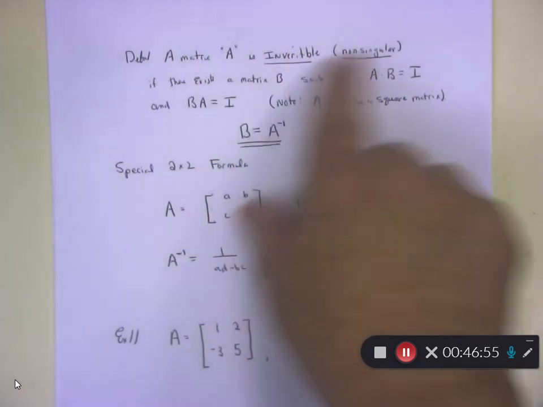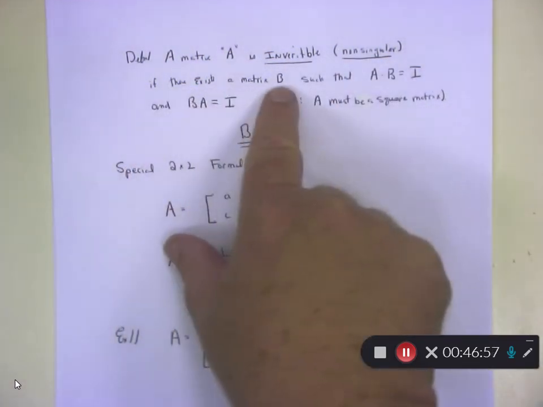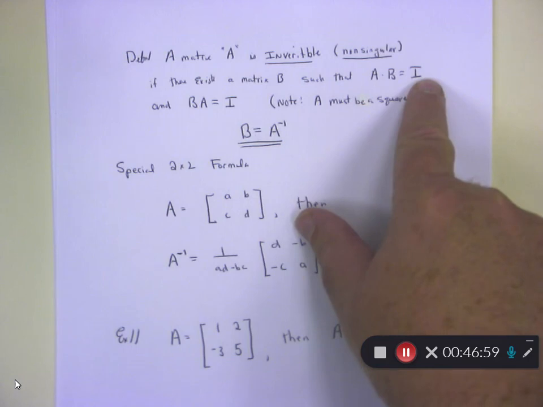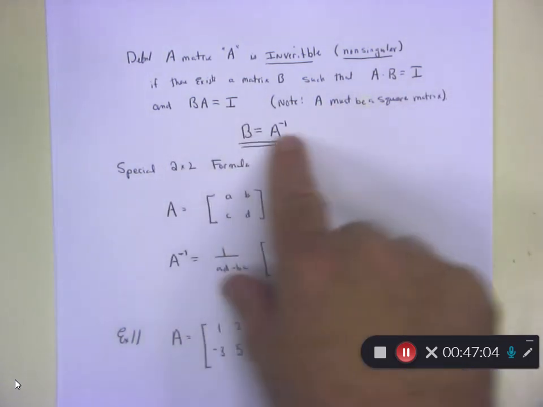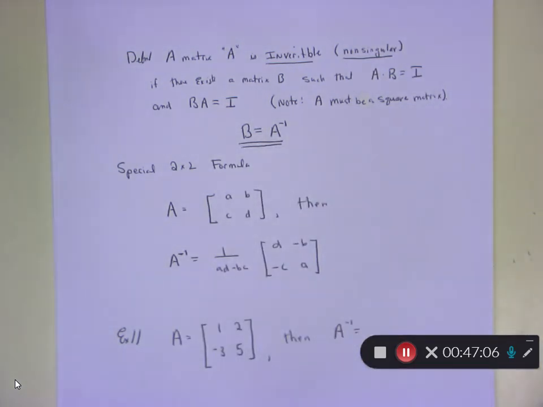So, invertible is non-singular, which means there exists a matrix B such that A times B equals the identity, and B times A equals the identity. A must be square, then that B will be equal to A inverse, okay? Now, how do you find these elusive inverses? Well, there's one major way, an algorithm, but there's a special case. If you happen to have a 2-by-2 matrix, there's a fast way of getting the inverse, and that is this.